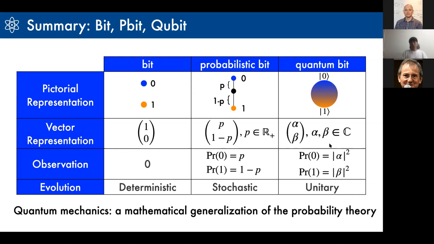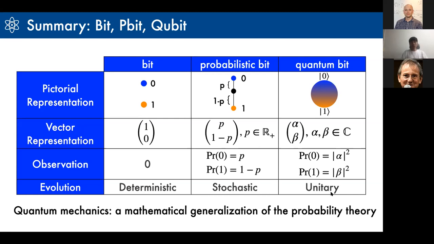But whether we're doing classical computing or quantum computing, we can describe the dynamics of these quantum bits or classical bits as matrix multiplication. So we just need linear algebra. You see, the evolution of these bits can be expressed as multiplications of transition matrices in classical probabilistic computing and unitary matrices for quantum computing. Okay, so we concluded that quantum mechanics can be viewed as a mathematical generalization of probability theory.